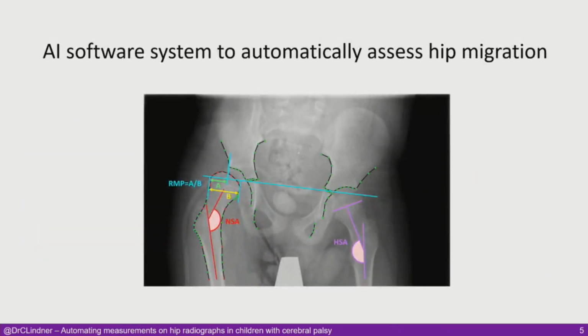We are proposing an AI-based system to automatically measure these images. Our system is based on outlining the structures of interest with a number of point positions, which I hope you can see in green over here. Then we use those point positions to define clinically relevant measurements. One of these is the Reimers migration percentage, which is the key measurement to assess hip migration in those children's hips. But we also look at other measurements which might be relevant, such as neck shaft angle and hip shaft angle.